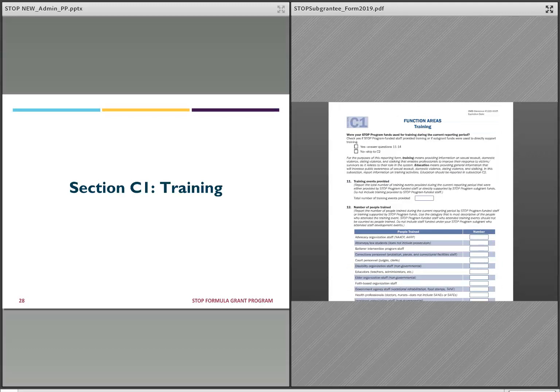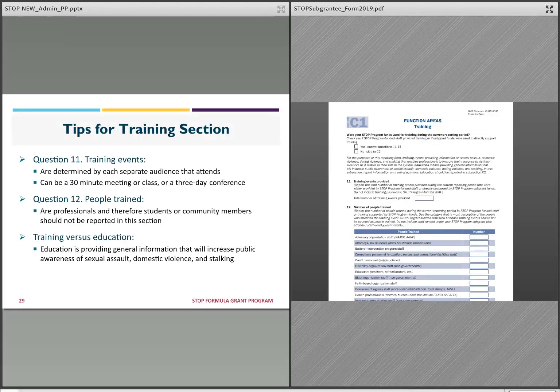The next section on the form, C1, Training, should be filled out if STOP subgrant funding or required match was used to support training activities during the current reporting period. In the first question, question 11, subgrantees should report the total training events provided by STOP program funded staff or directly supported by STOP program subgrant funds. It should not include training provided to STOP program funded staff, as that is considered professional development for the purposes of this program. Each training event is determined by each separate audience.